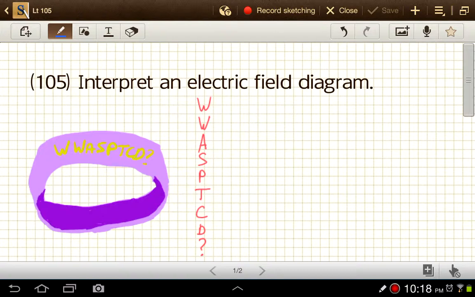To understand an electric field diagram, I always think about those bracelets that were popular a few years back that had the WWJD on them, except these ones would be WWASPTCD. That is, what would a small positive test charge do? In these diagrams, we're going to have these little paths with arrows that basically show the path that a small positive test charge would follow.